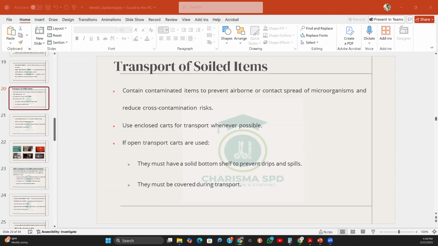Why do you think the solid bottom is necessary? Does anybody have an idea why the solid bottom is necessary? So that nothing falls out? Not what? So that nothing falls out, no instruments, no items, no blood. Okay.